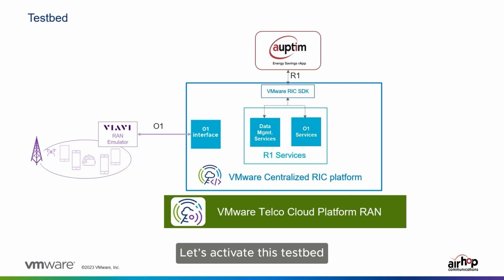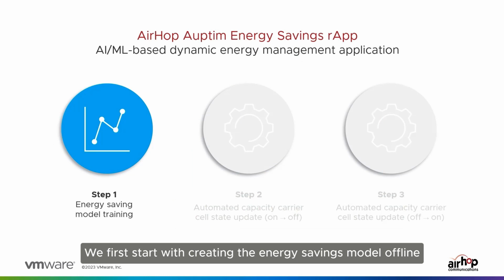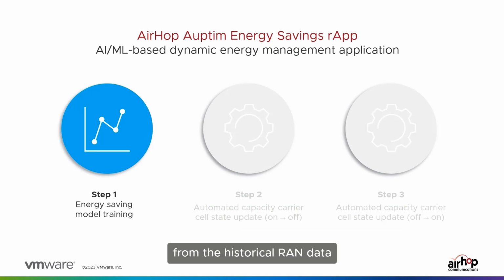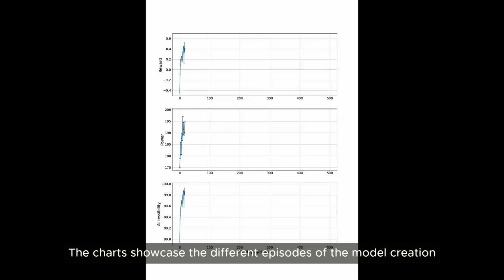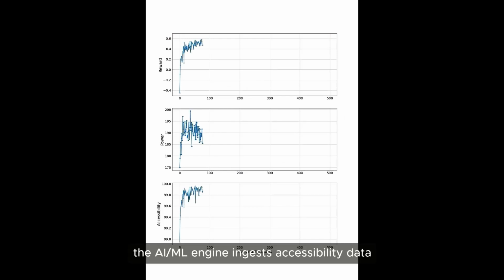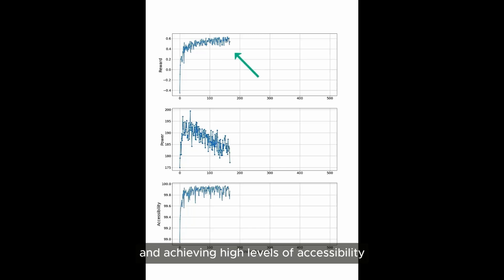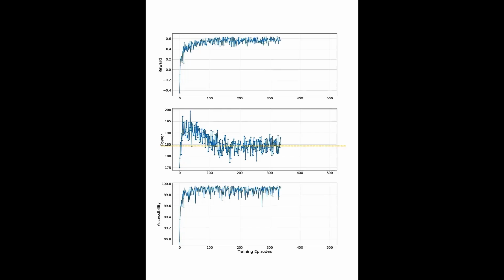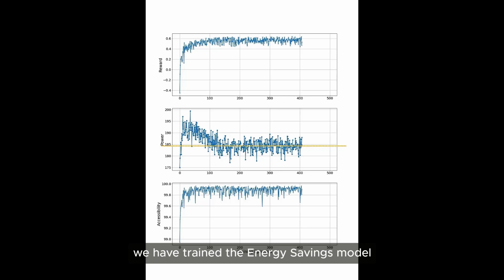Let's activate this testbed. We first start with creating the energy savings model offline from the historical RAN data. The charts showcase the different episodes of the model creation. The AI/ML engine ingests accessibility data and proceeds to evaluate the trade-off between activating, deactivating power and achieving high levels of accessibility. After a small period of adjustment, accessibility and power curves stabilize. We have trained the energy savings model.